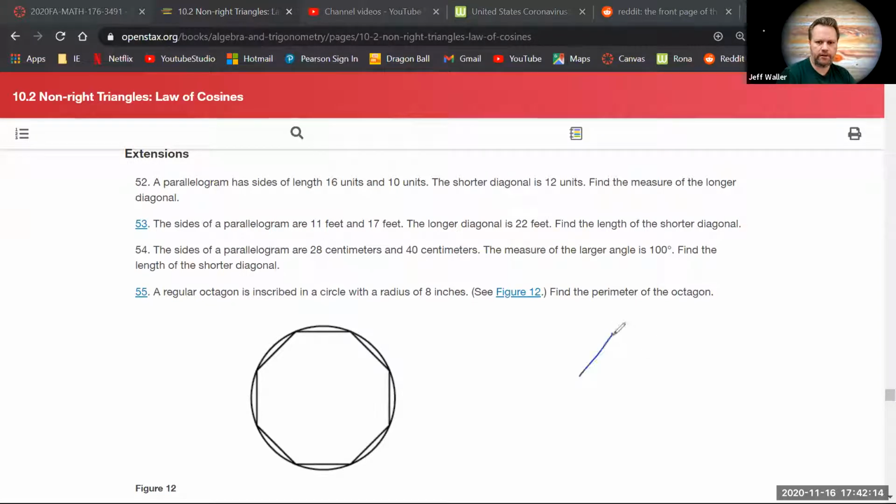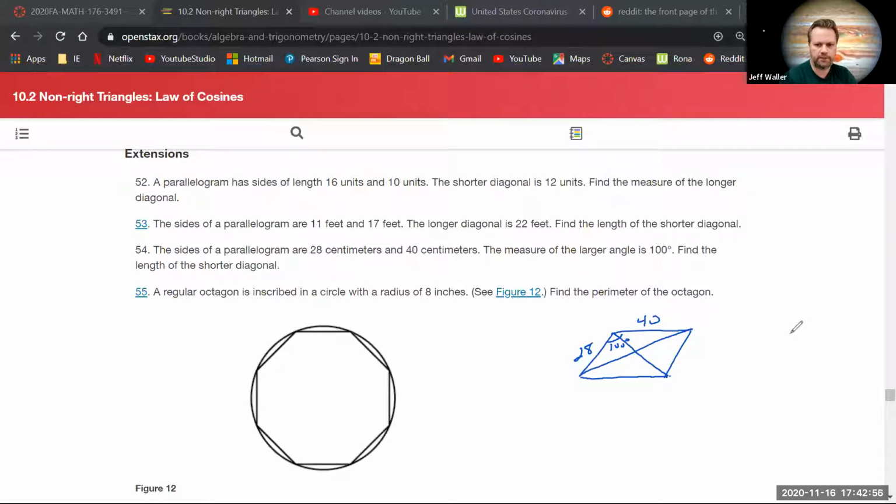Sides of a parallelogram. So draw yourself a nice general parallelogram. 28 centimeters and 40 centimeters. This is not to scale, so who cares? The measure of the larger angle is 100 degrees. Find the length of the shorter diagonal, right? So you're going to have a long diagonal and a short diagonal. You see when I drew this in, I made some triangles.